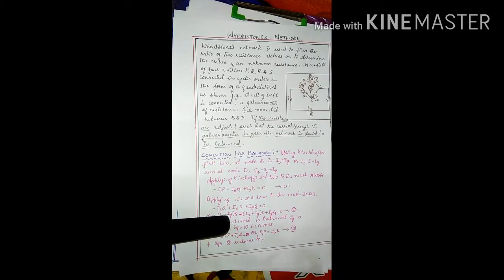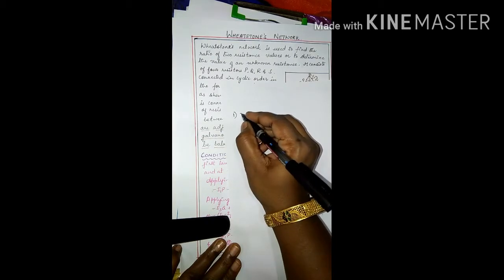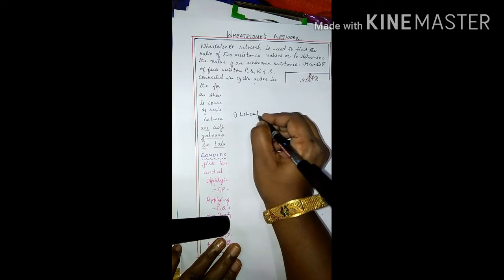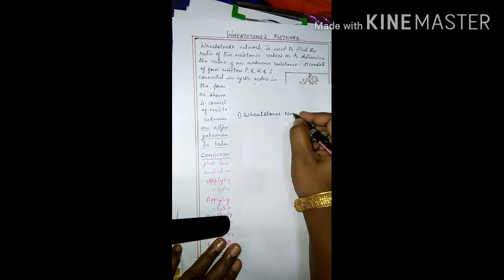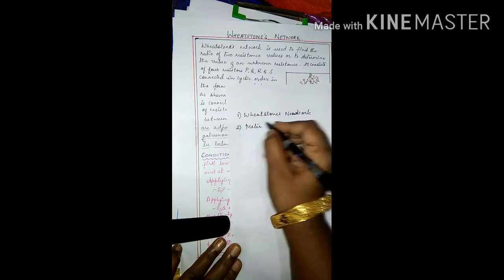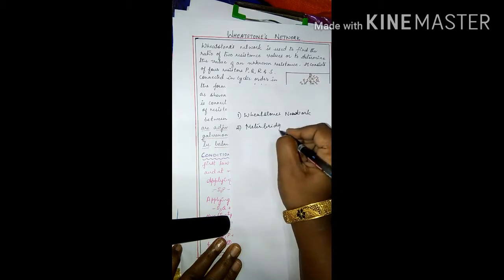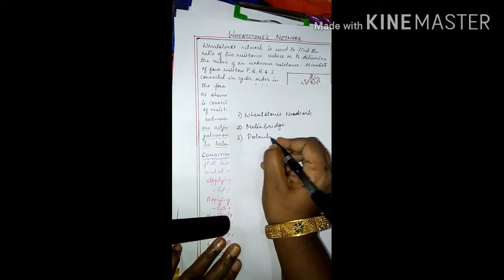Good morning, students. So today we'll see what is the Wheatstone's network. Then we will see the meter bridge. First of all, we will see here Wheatstone's network. Then meter bridge, and lastly we'll see potentiometer.